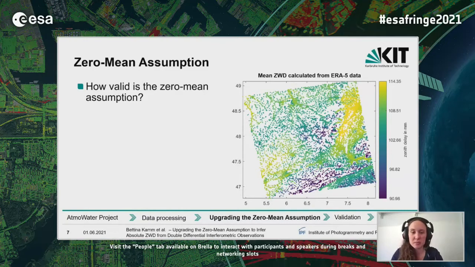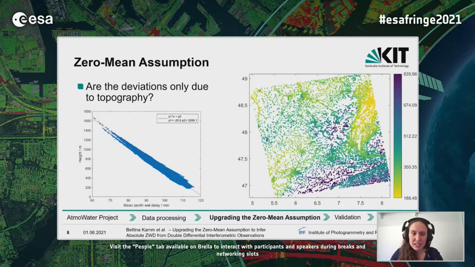Because the people who know the Upper Rhine Valley will see the Upper Rhine Valley on the right-hand side. So I calculated the deviations due to topography. On the right-hand side, you see the topography. On the left-hand side, the height and the mean zenith wet delay from my ERA5 data. So you clearly see a functional dependency, but it doesn't explain everything.